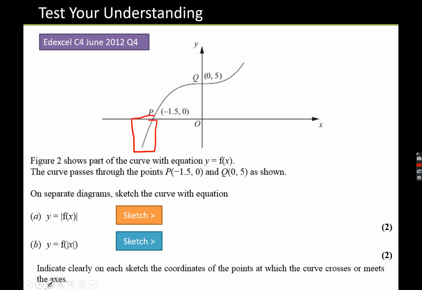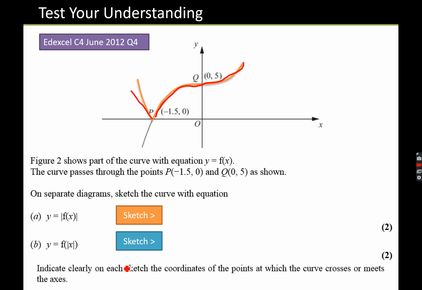So all that's going to happen is that piece is going to get reflected up above the x-axis. So all I'm going to do is take that piece there, and that's just going to get reflected up instead. Okay, everything else will stay exactly the same and will just get reflected up and over.